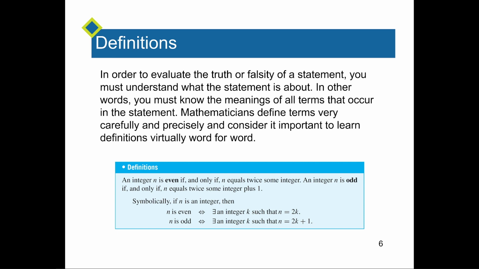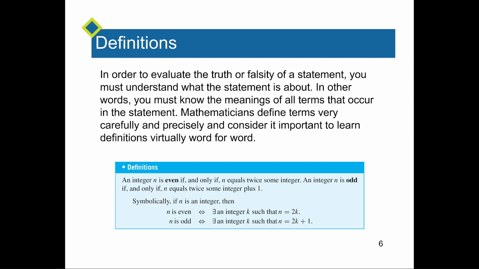So we must know the meanings of all the terms that occur in the statement. That is obvious. Mathematicians define terms very carefully and precisely and consider it important to learn definitions virtually word for word. So you see this opening statement? If we can replicate the proofs in this section of the course, which is very big, word for word, then we will be more than okay, right? We'll be 100%, we'll be fine. And this is what is usually awarded total marks for. It must be done in a certain manner, right?